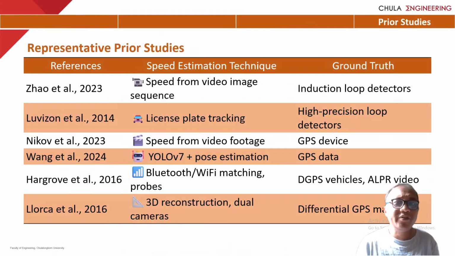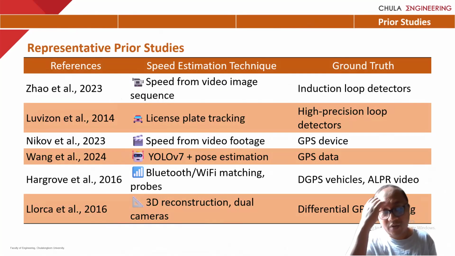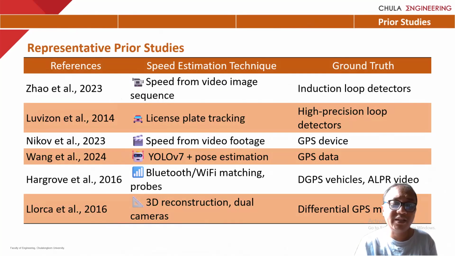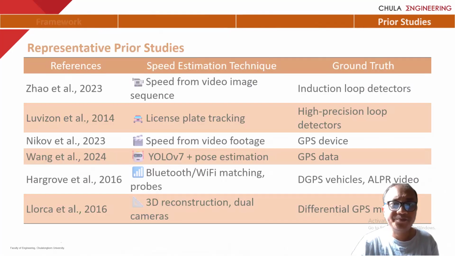Here come some prior representative studies. We can see that speed is estimated using video image sequences, license plate tracking, and also GPS devices. The YOLOv7 model is used with pose estimation in one study. Bluetooth and Wi-Fi matching are also used. Differential GPS is also used for speed estimation. Automatic license plate reading, video, 3D reconstruction, and dual cameras are sometimes used for average speed estimation.